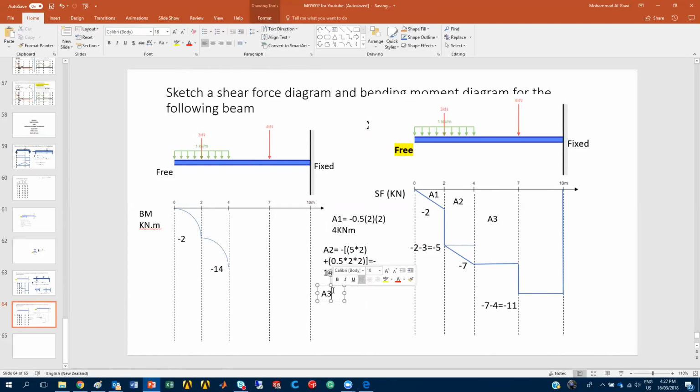So the area 3 is equal to minus 7 times the distance from 7 to 4, which is equal to what? 3. And that will give you an answer of what? So can you find me the area for this one? I think we got something here. It should be 12.